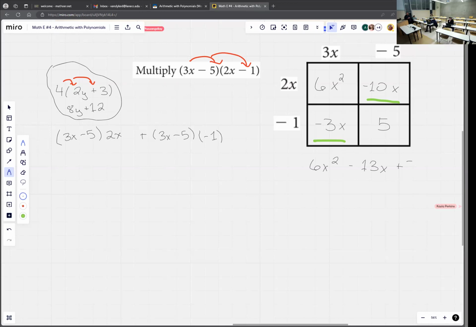If I simply keep going, 3x times 2x is 6x squared, minus 5 times 2 is minus 10x. 3x times minus 1 is a minus 3x. Negative times negative is positive. Do these 4 things look familiar? Yes, they're the same ones in the box. I'm just getting them in a different procedure, right?